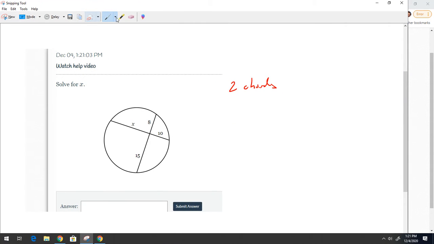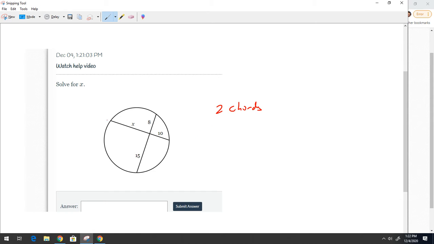Okay, so let's take a look at an example here. In this problem, the first thing you want to do is identify what segments you're dealing with. And we are dealing with two chords. So this is our two chords example. Remember, for two chords, you simply multiply the two parts together.